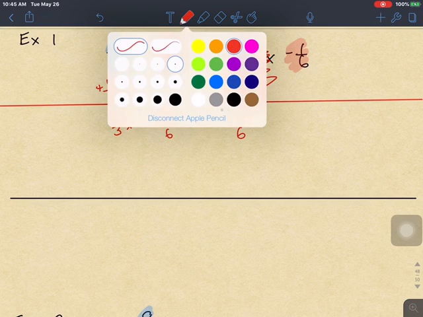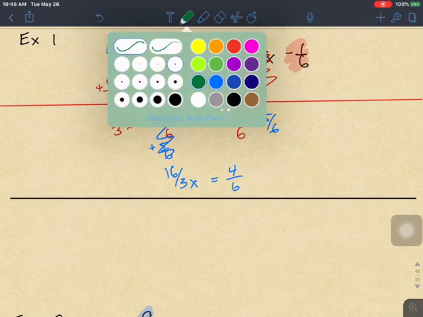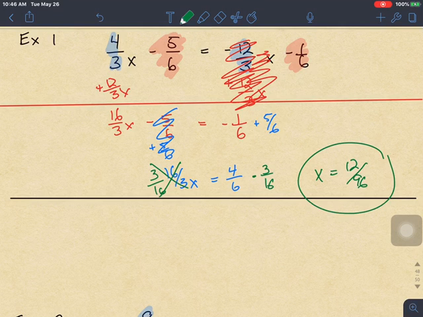So now we're going to solve this just like we'd solve a two-stepper. We have minus 5/6. We're going to add 5/6 to that, and add 5/6 to that, and that is canceled out. So we are left with 16/3 x equals negative 1/6 plus 5/6, which is a positive 4/6. The very last move is multiplying by the reciprocal of 16/3. That's how we clear that out. Times 3/16 times 3/16. That makes 1x, and that makes 12/96. So x equals 12/96. You would want to reduce that in the end, but that's how you do that one.